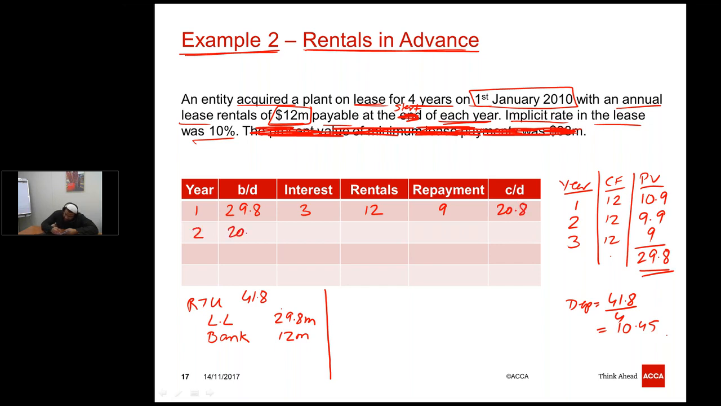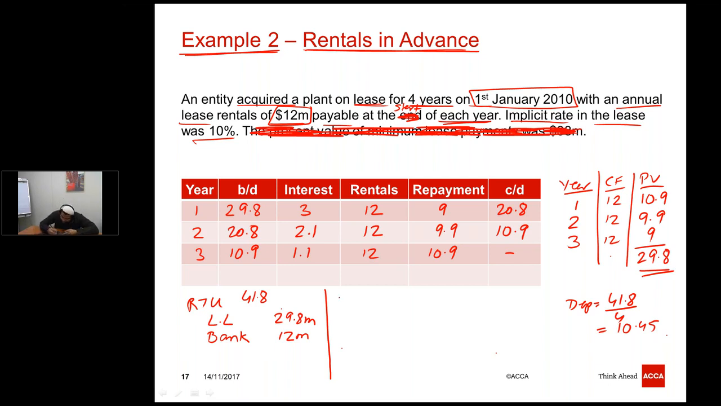In year 2, the brought down is 20.8, 10% is going to be 2.1, rentals are 12, repayment is 9.9, the carried down is 10.9. And in the last year, the brought down is 10.9, the interest is 1.1, the rentals are 12, the repayment is 10.9, and the carried down is 0. So this is pretty much the same table as the last question.